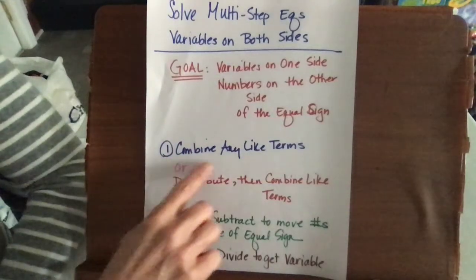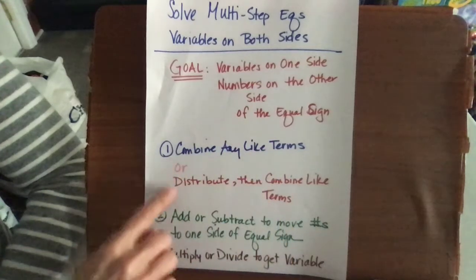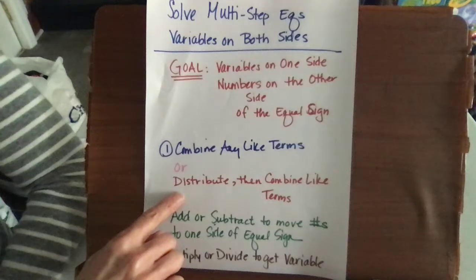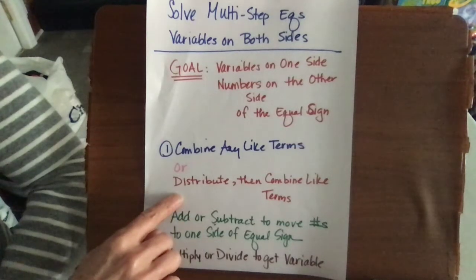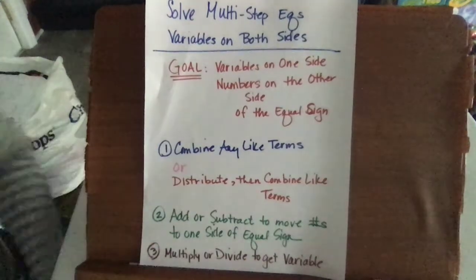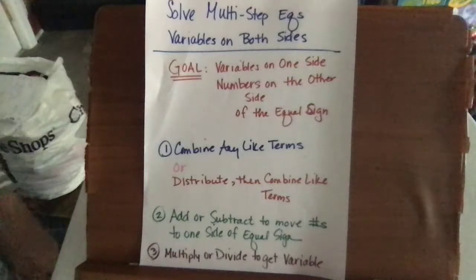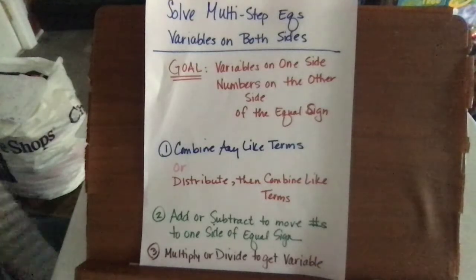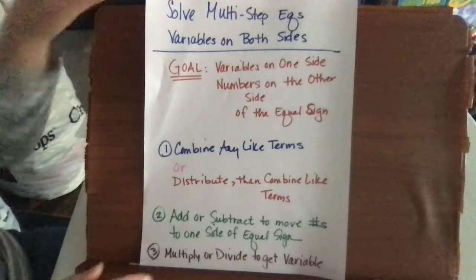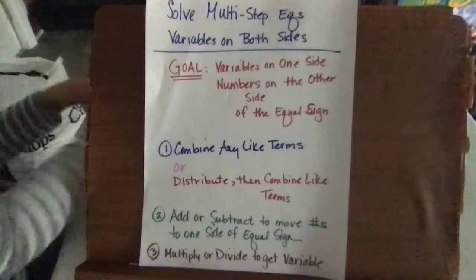First thing you're going to look for is if you can combine any like terms. Or if you have distributive property, which means you have parentheses, you would multiply and distribute first, and then you would combine like terms. Then after you do that step, you're going to add or subtract the numbers to move them to one side of the equal sign. Then you'll be left with a number times a variable equals a number, and then you're going to multiply or divide to get the variable by itself.